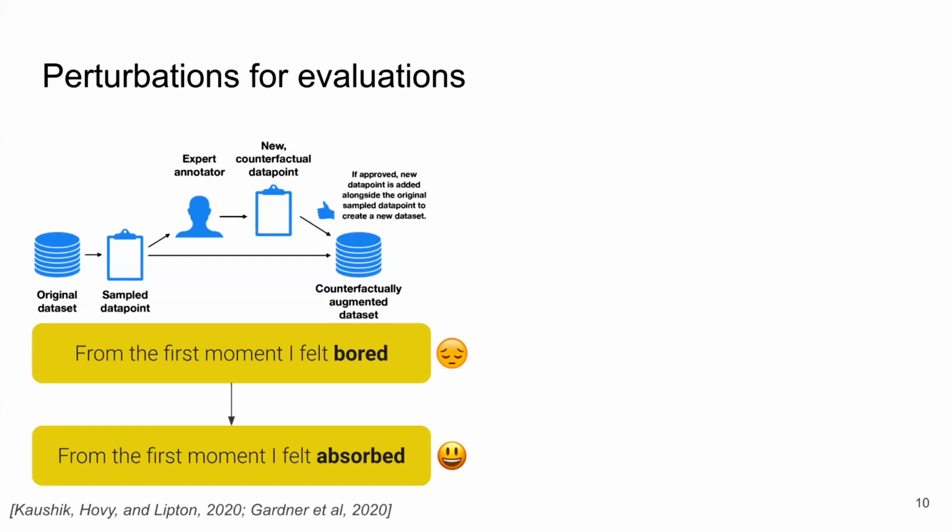So given an example, you might want to test not only if you're successful on that example, but also on nearby examples, small perturbations to that example that somehow are meaningful with respect to the label. So there was work by Kaushik et al. in 2020, where they had annotators take a sentence like, "from the first moment I felt bored," which has a negative sentiment, and they asked annotators to change it to something that is positive. So, "from the first moment I felt absorbed."